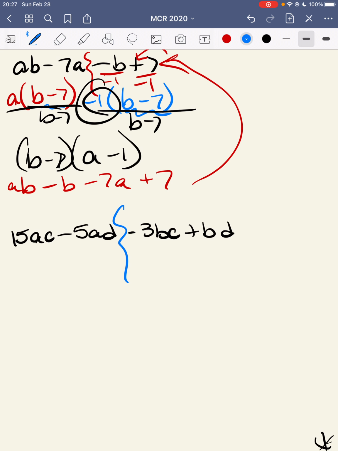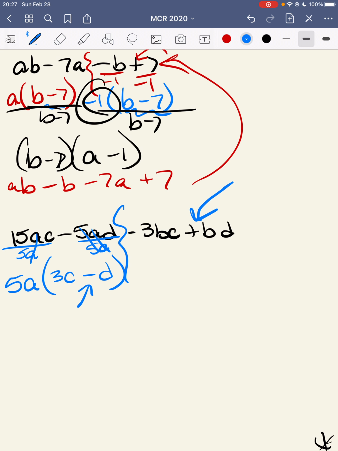My GCF for the first 2 terms, I see a 5. I see an A. And when I divide these by 5A, the A's cancel here. And I have a 3C and minus D. And knowing I have a minus here and a plus here, I know I probably want to go ahead and pull out a negative.